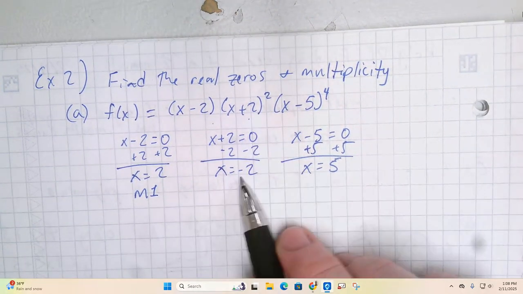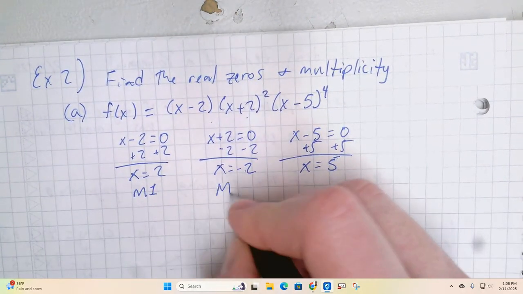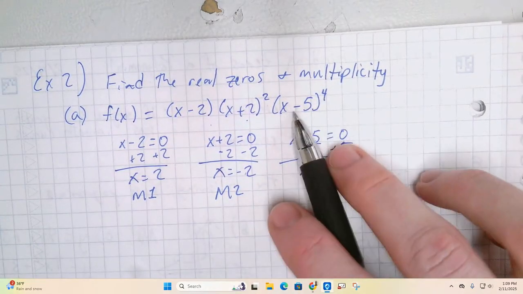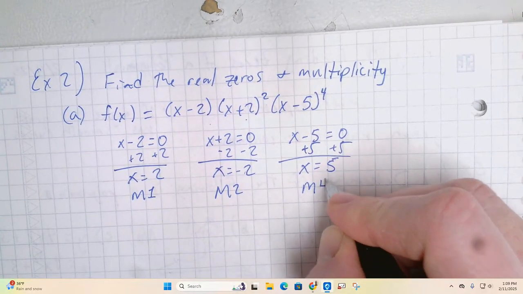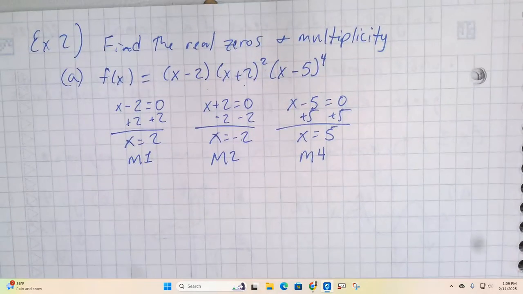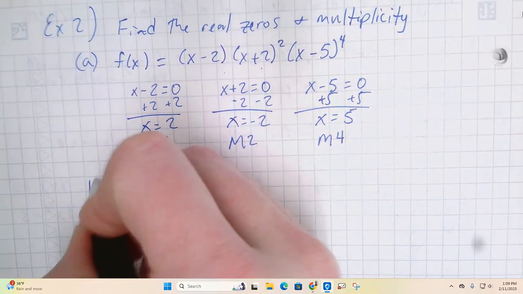The negative 2 zero, or solution, was raised to the second power, so that's a multiplicity of 2. And then raised to the fourth power, this x minus 5. So once we solve that, we got x is equal to positive 5. That's a multiplicity of 4. So there's part A.